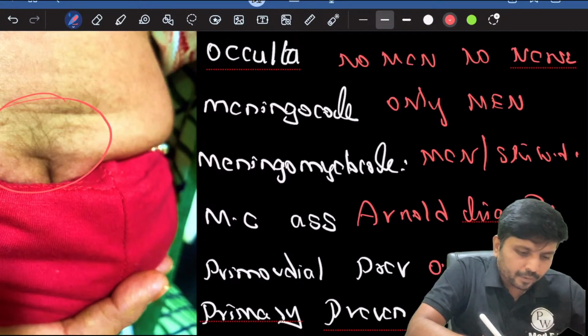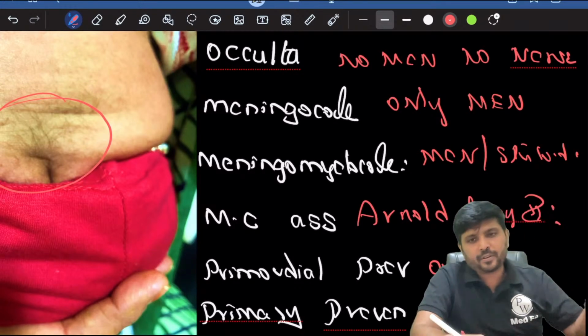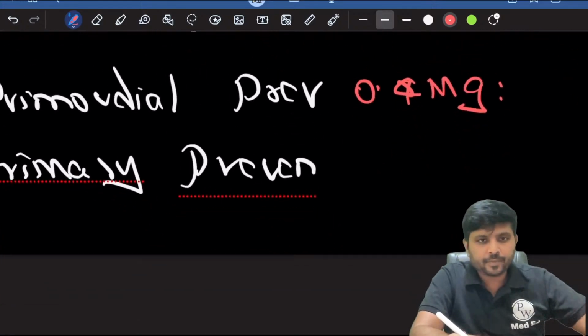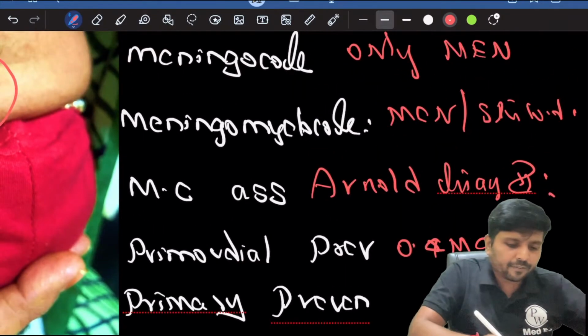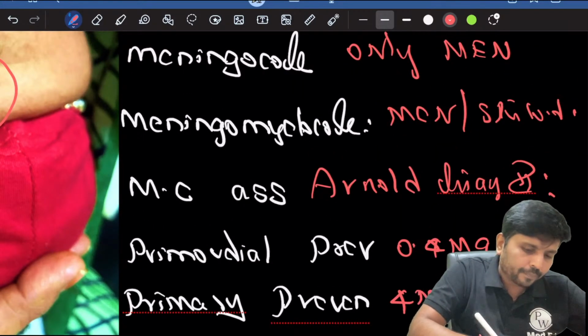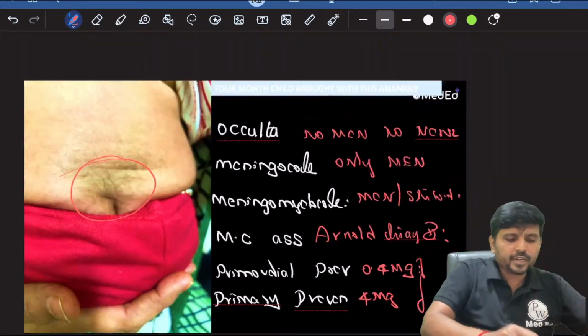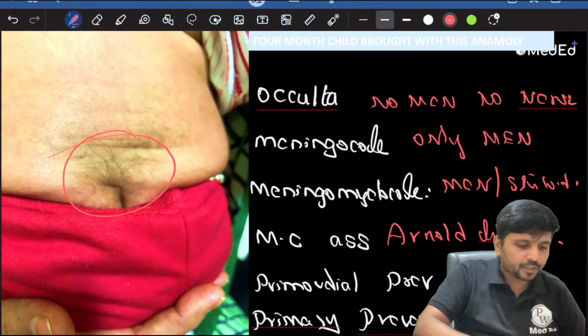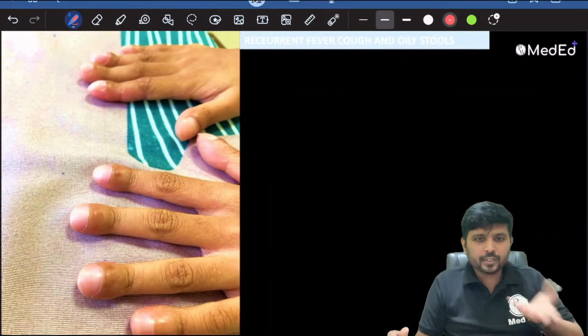0.4 milligram is primordial prevention without any risk factor. Whereas when there is already an affected child, it means 4 milligram in the periconceptional period.